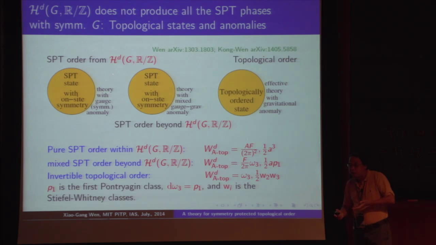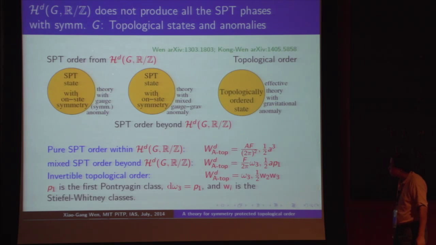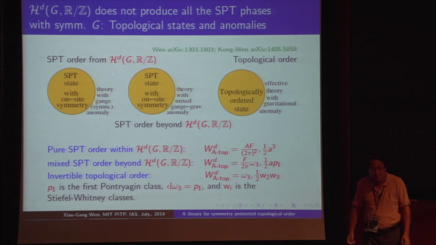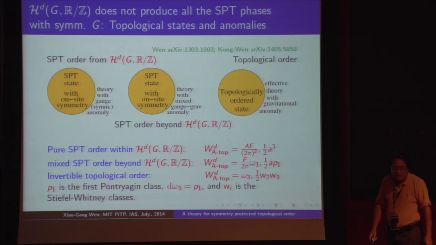And those states are actually SPT states, because if you don't have a symmetry, you don't have a gauge anomaly, and then the gravitational anomaly can also disappear. So both the pure gauge anomaly and the mixed gauge gravity anomaly require symmetry. So both are SPT states. They need a symmetry to exist. This takes a pretty high dimension. Yeah, pretty high dimension. Exactly.